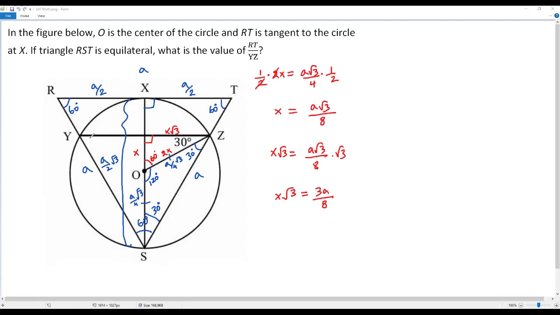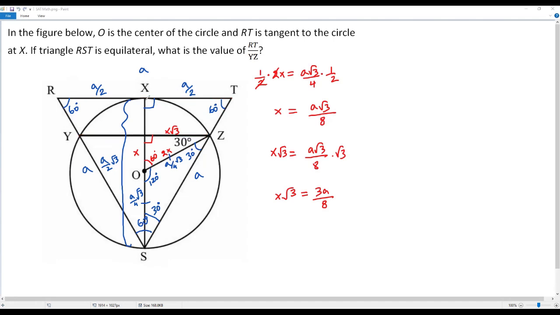Now, let's consider the line segment YZ over here and the line segment RT over here. Both of them are perpendicular to the same line segment. So, we can consider RT and YZ as parallel. Actually, YZ is the line segment we have inside the equilateral triangle RST, and this line segment YZ is parallel to the side RT of the triangle.